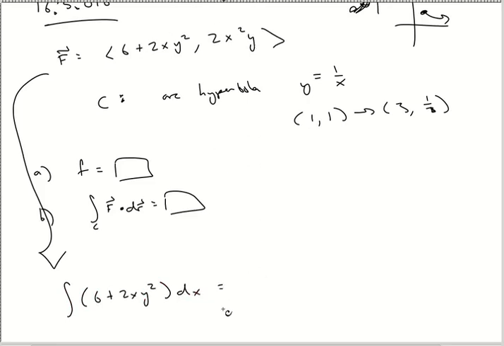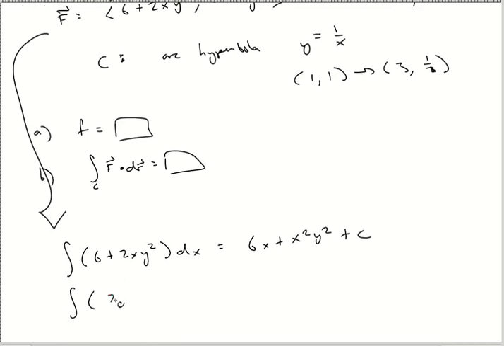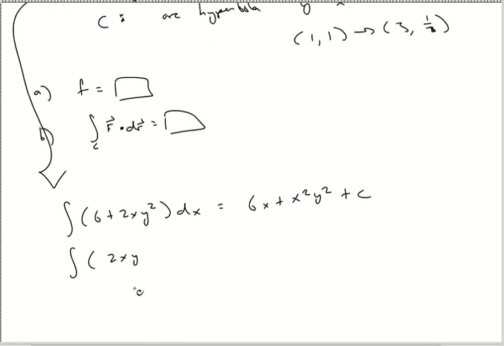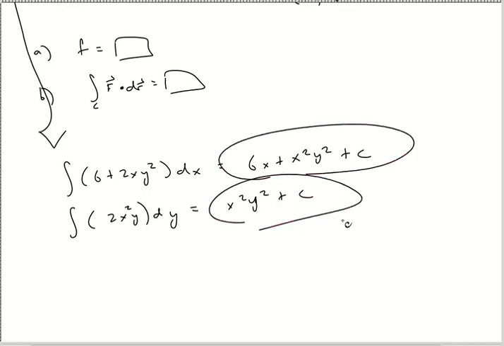So integrate this in terms of dx. So I get 6x plus, and you can see that we're going to have a square here and divide by the 2. The 2's are going to cancel, so x squared y squared, and again plus c. I'm going to integrate the other guy here, 2x squared y dy, so this one in terms of y now. And again, y squared over 2, the 2's are going to cancel, leaving x squared y squared, plus c. Perfect example of how plus c is actually very important.